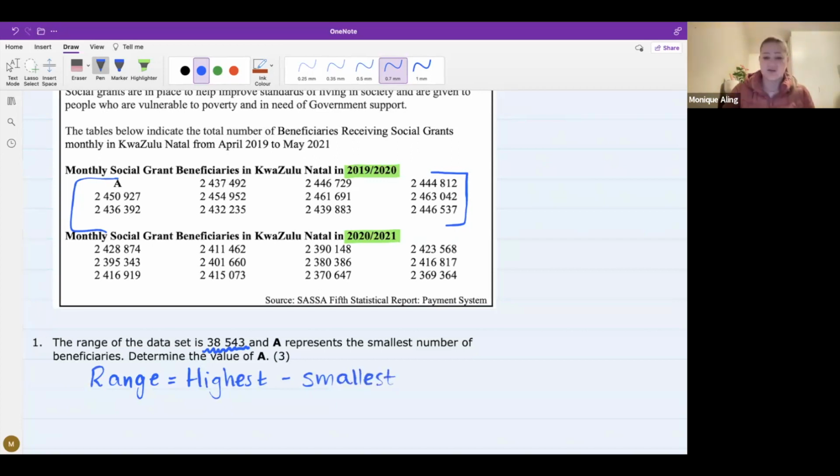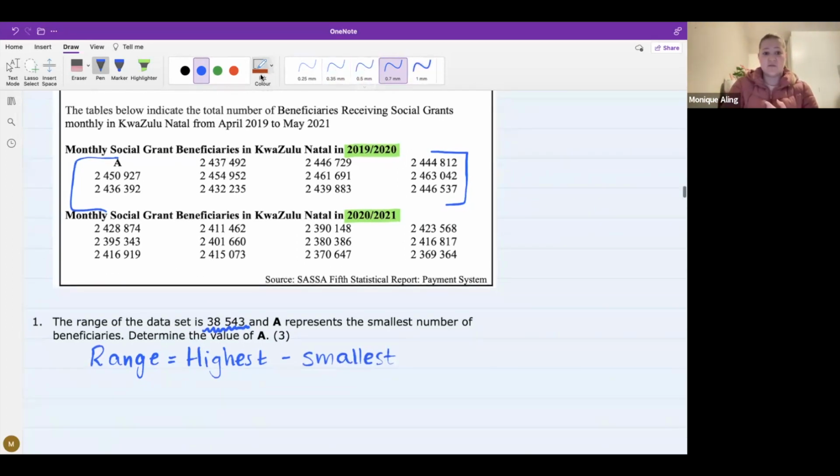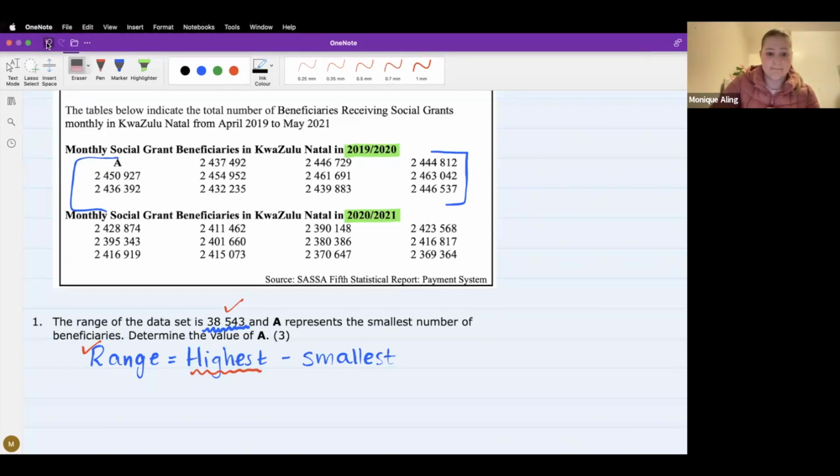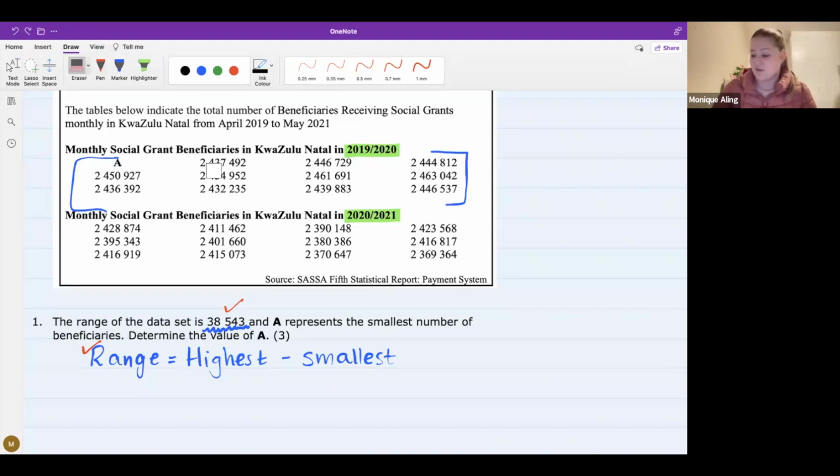So when in doubt, just write down the only formula we know for range and see what we can do with it. So if I look at the formula, I've been given the range. So I can put that in there. It's the 38,543. I don't have the highest number. I do have the highest number, sorry. It's the smallest number that we need to work out. So does anyone know how we are going to do this?